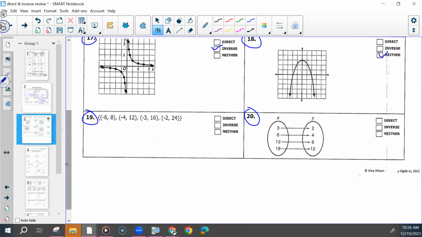19 is just like the tables. Decide if we're gonna do direct or inverse, and then either divide or multiply. So direct or inverse? Okay, so we are dividing if it's direct. So 8 over -6. Leave it in fraction form, what would that be? Negative. Leave it as a fraction. Negative. Okay. And then 12 over -4.